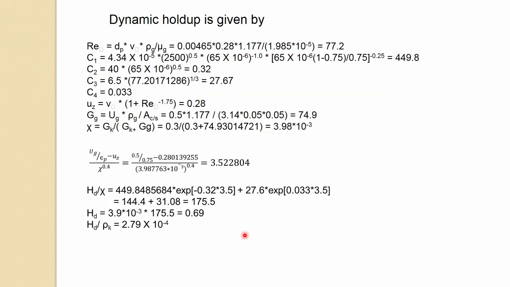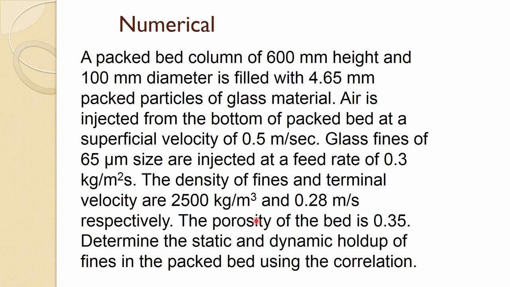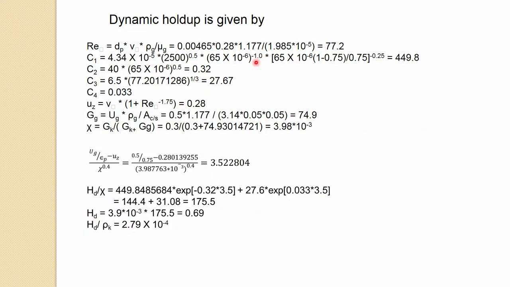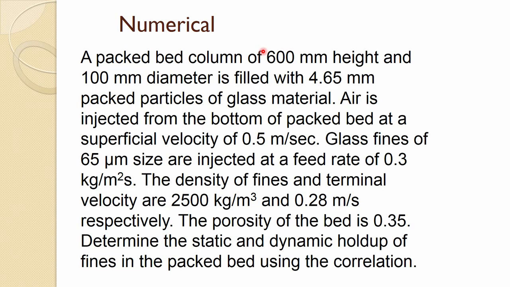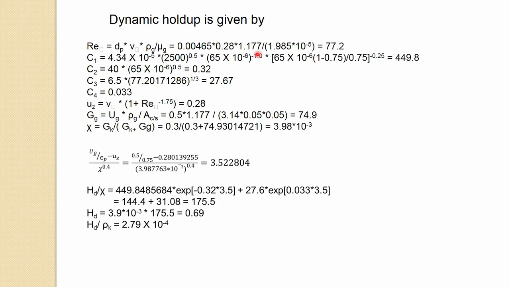So, for the Reynolds number, we substitute the particle diameter and the terminal velocity which is given, and the gas density and viscosity. These are the standard values, though I believe not given here, but we can assume room temperature for all these things. Glass material is given, so naturally it would be at room temperature. So, the room temperature values of the gas density and viscosity can be taken. That gives you the Reynolds number value of about 77.2.